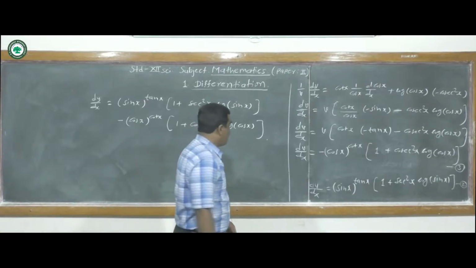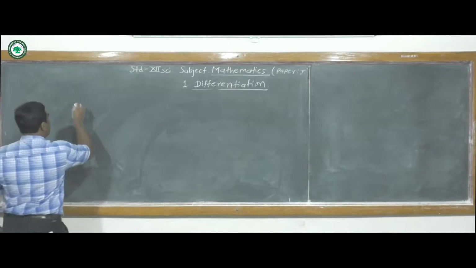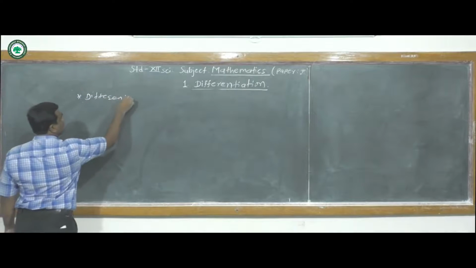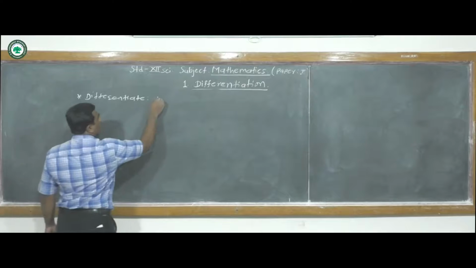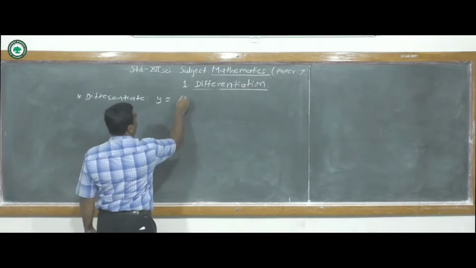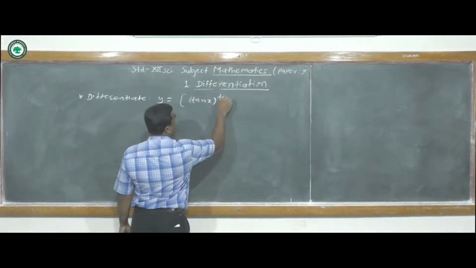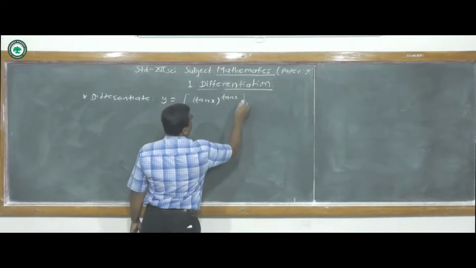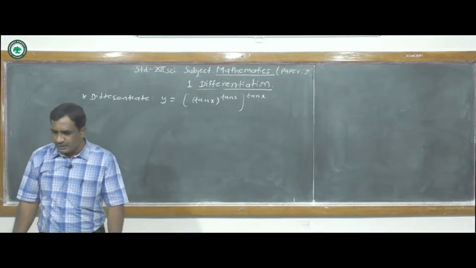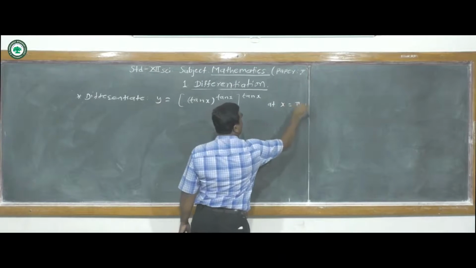Now we see one more example. The third example is: differentiate y is equal to [(tan x) raised to tan x] raised to tan x, at x equal to pi by 4.